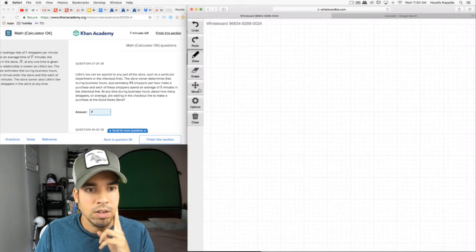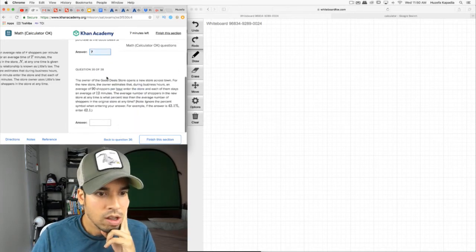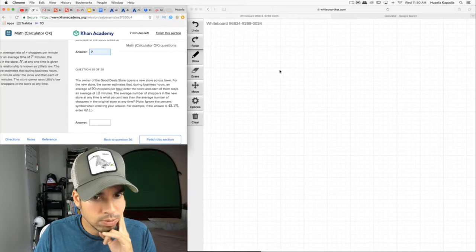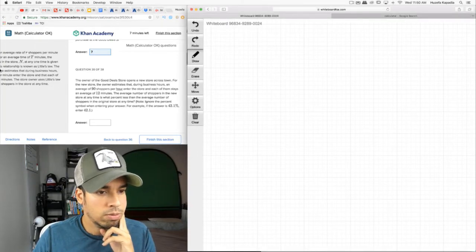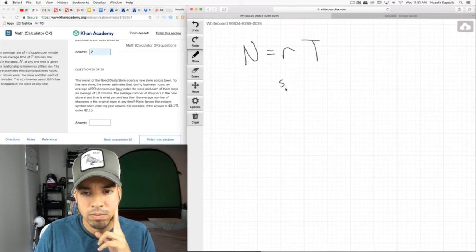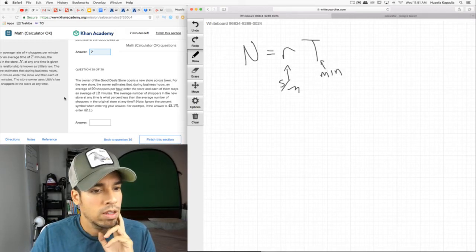Okay. 7 minutes left. The owner of the Good Deal store opens a new store across town. For the new store, the owner estimates that during business hours... Let's get this formula down so we have it. N equals RT. R is shoppers per minute, and T is minutes spent in the store.